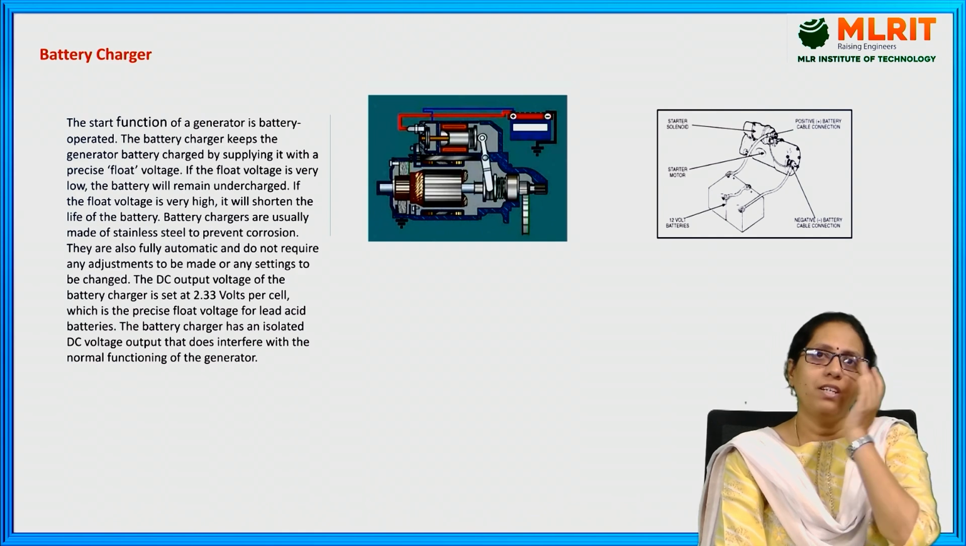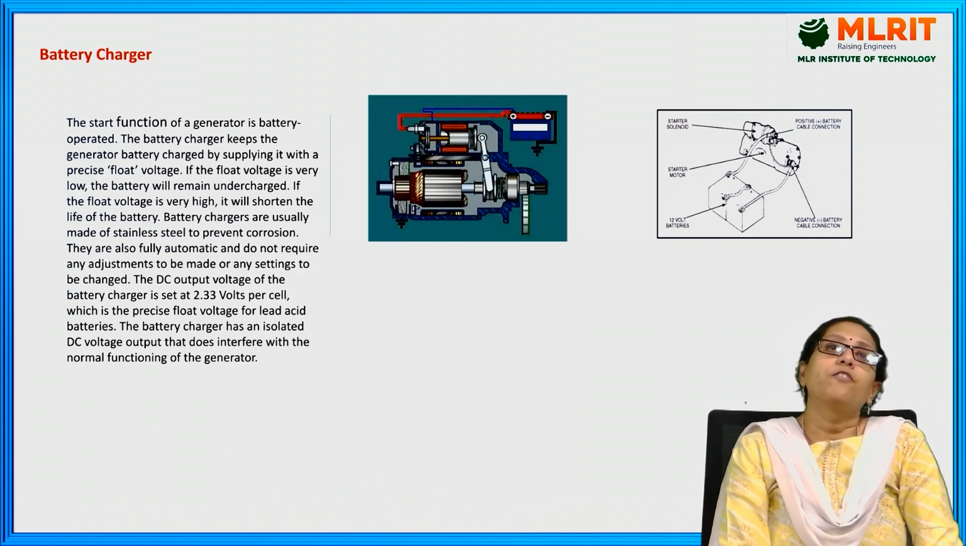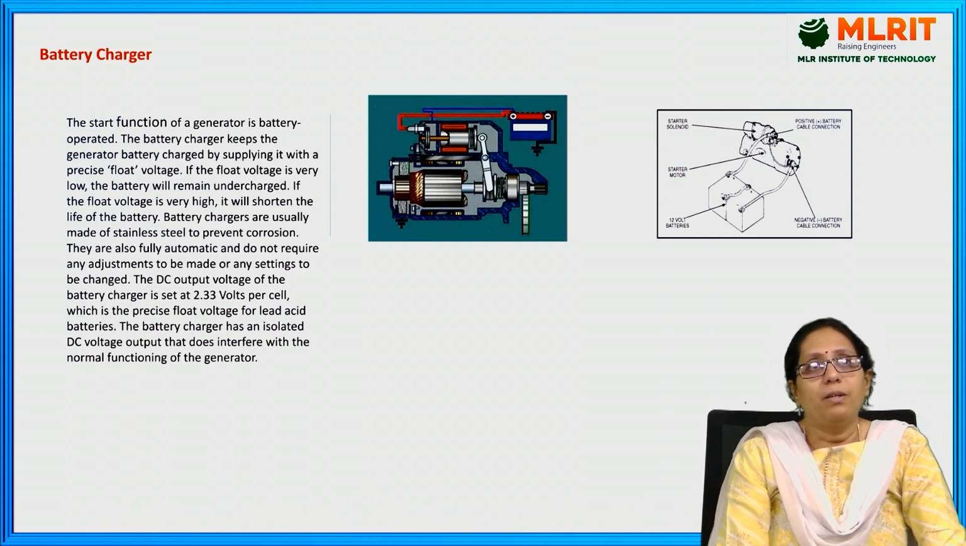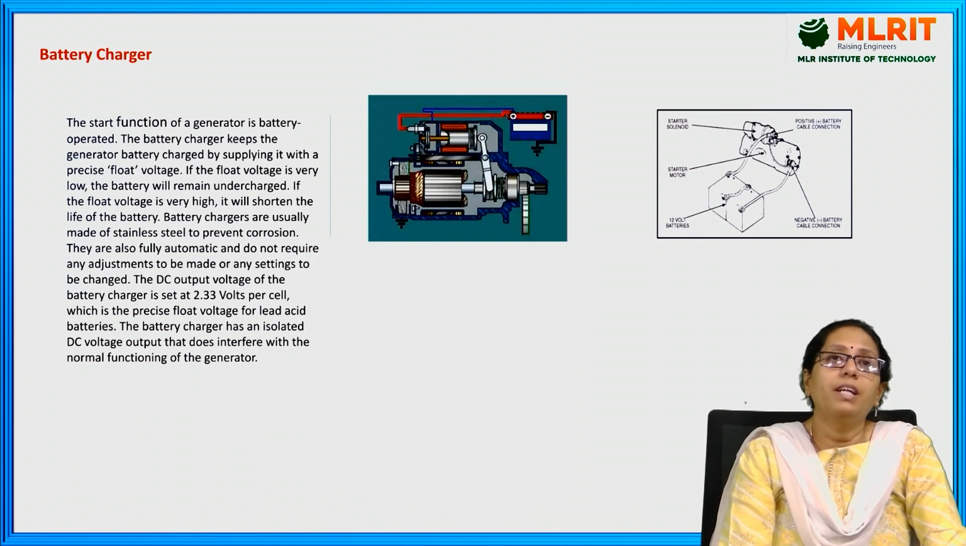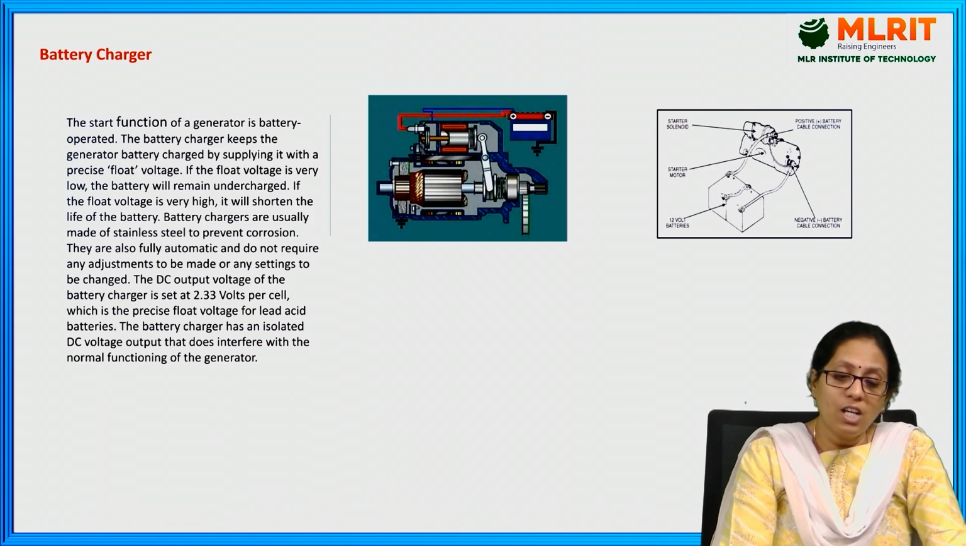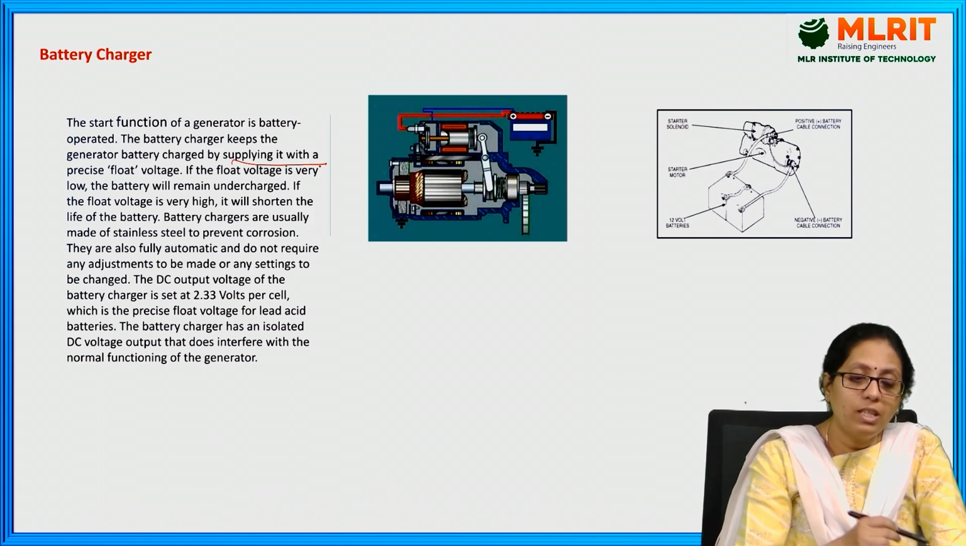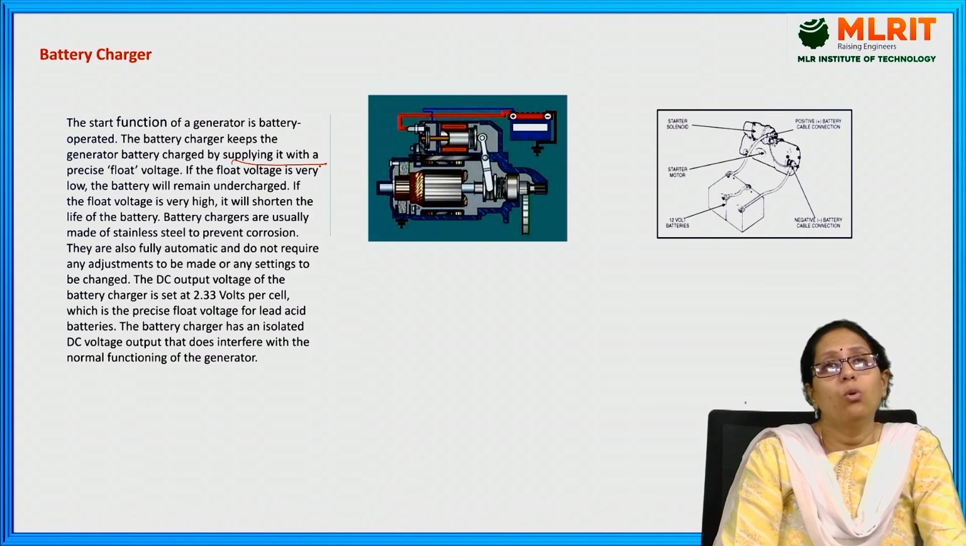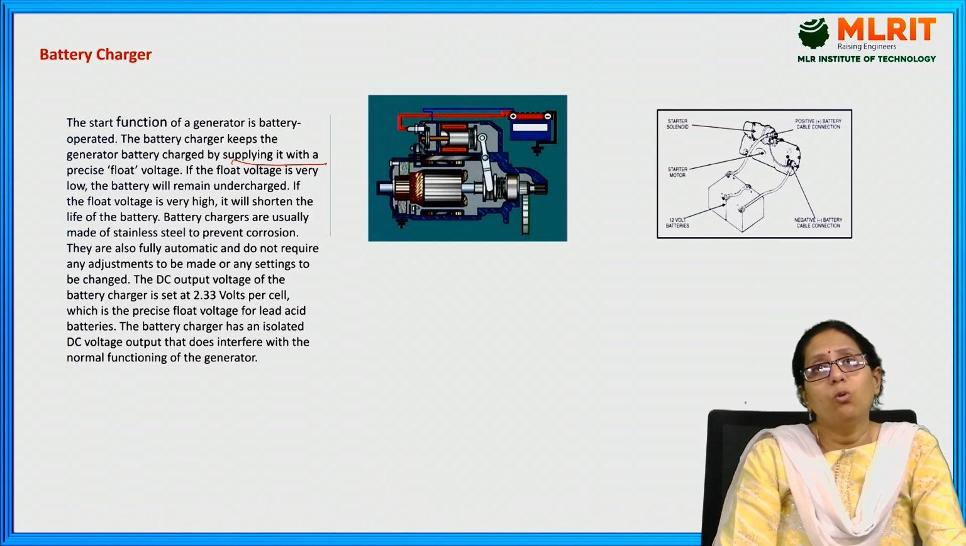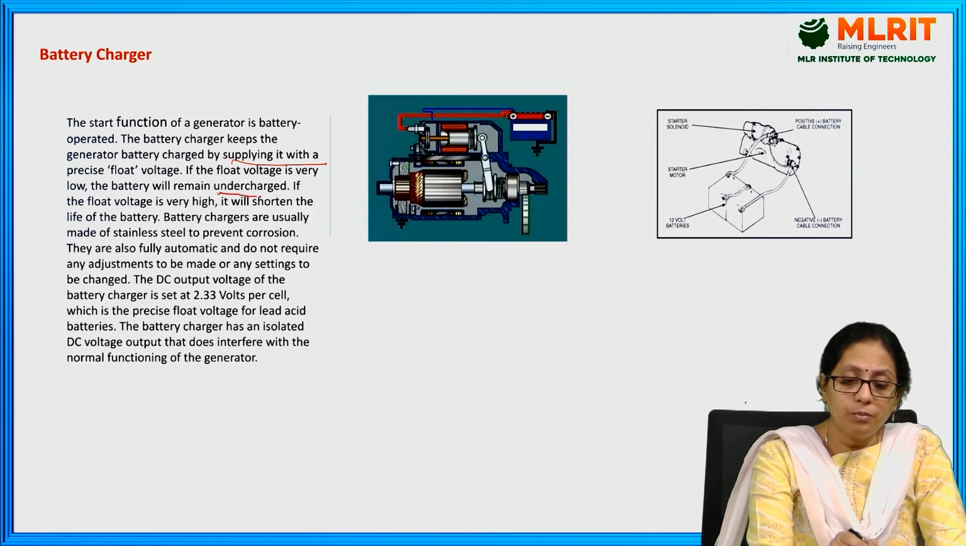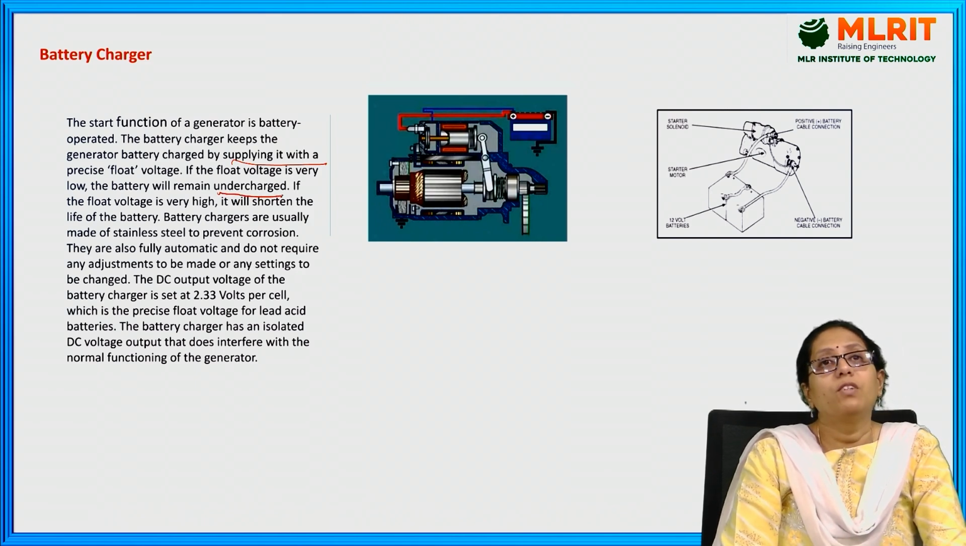Next one is the battery charger. The start function of a generator is battery operated. The battery charger keeps the generator battery charged by supplying it with a precise or float voltage. If the float voltage is very low, the battery will remain uncharged. If the float voltage is very high, it will shorten the life of the battery.